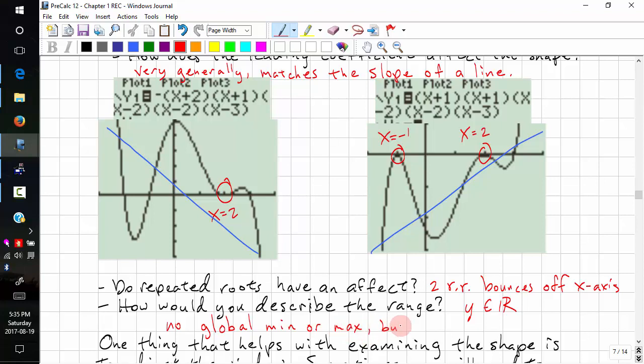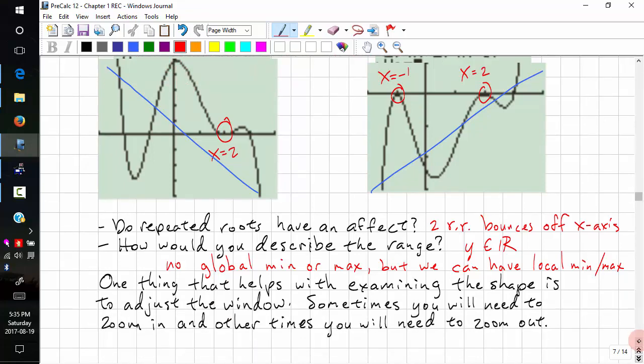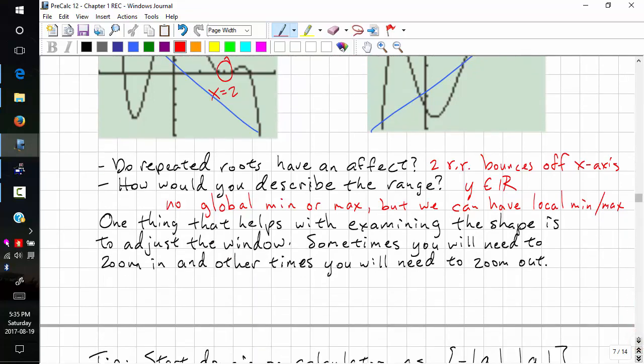But we can have local min or max. Okay, so if we look here, this is a local minimum because it's smaller than all the points around it. We have a local maximum because it's bigger than all the points around it. Okay, so if you have a hill or a valley, you're going to have a local min or max.